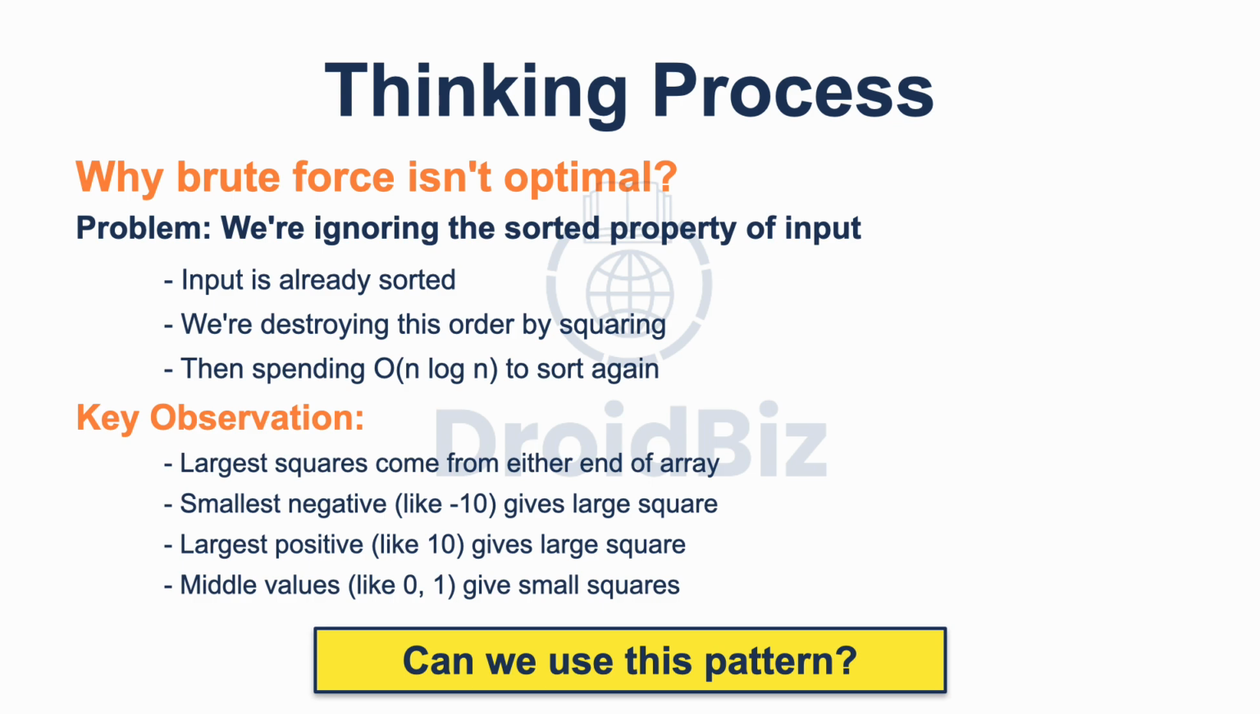Let's make a key observation. The largest squares always come from either end of the array. The smallest negative number, like -10, gives a large square. The largest positive number, like 10, also gives a large square. Meanwhile, middle values like 0 or 1 give small squares. Can we use this pattern to create a better solution?